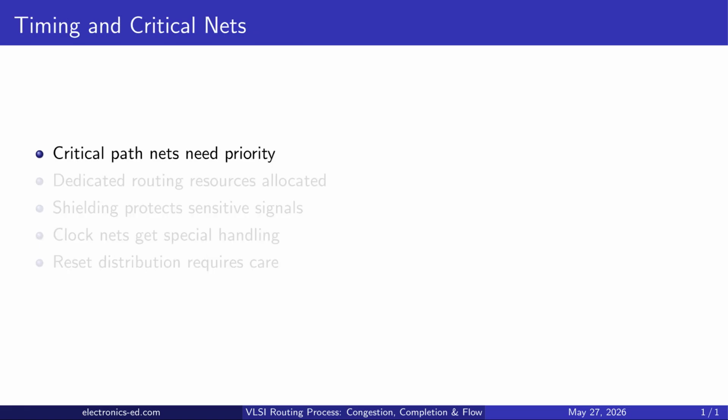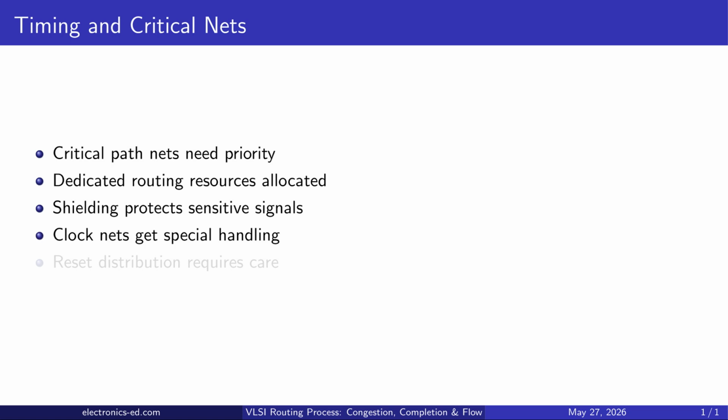Nets on the critical path need priority during routing. We allocate dedicated routing resources to those critical nets. Shielding helps protect sensitive signals from noise. Clock nets get special handling to minimize skew. Reset distribution also requires careful attention.